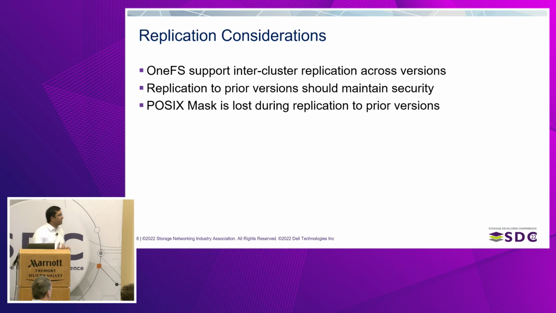So the last problem here was related to replication, right? In OneFS we support intercluster replication, and we support replication from version X to version X-1. The problem there is that version X-1 doesn't have the mask case, right? So if you were to replicate a OneFS ACL to a previous version, you literally end up with a file which is less secure than what you started with.